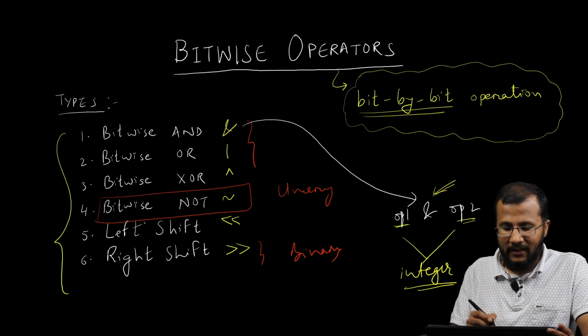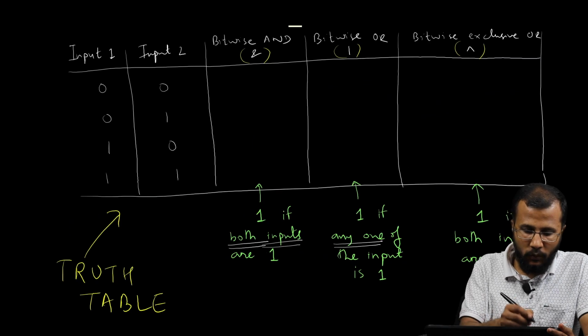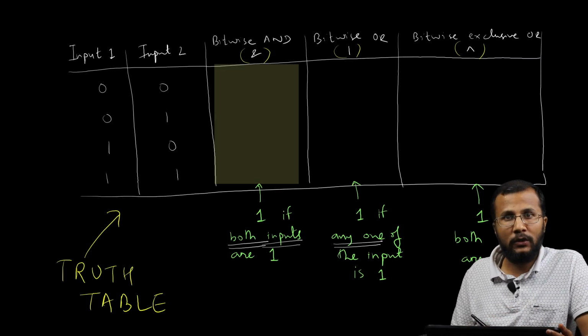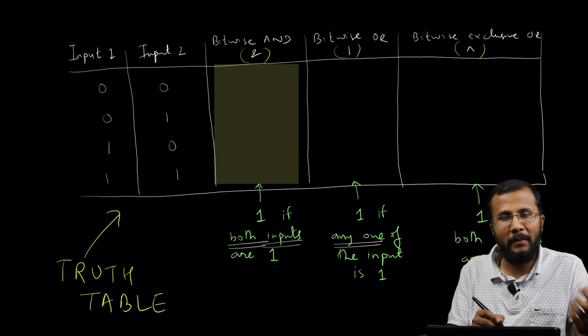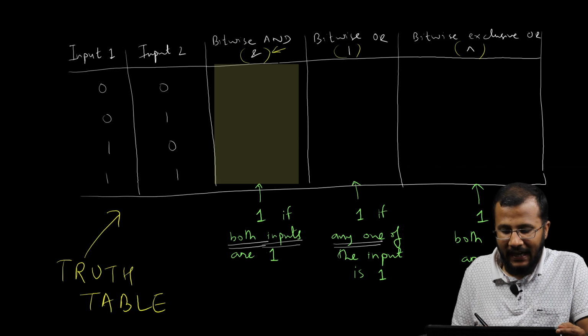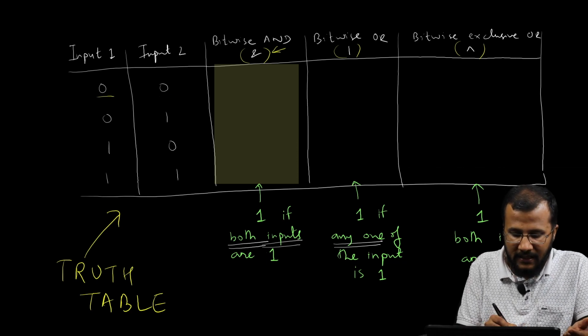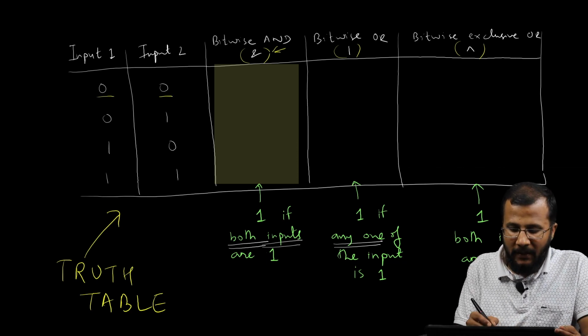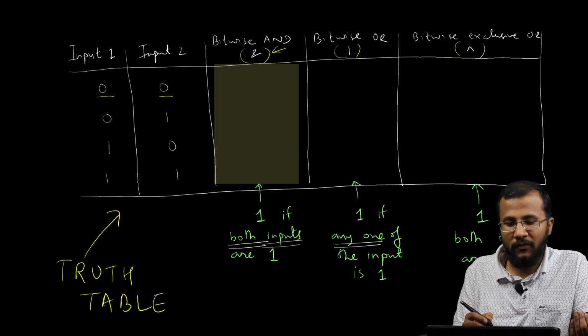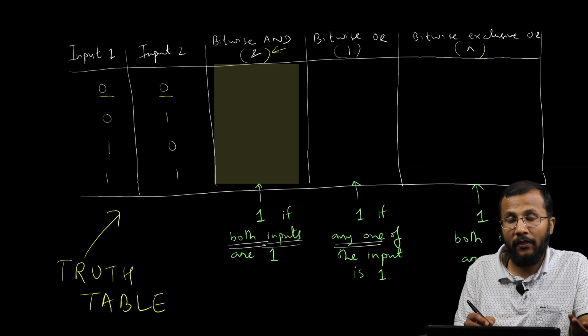Now let's look at these operators in detail, how they work. The first one is bitwise AND. Let's look at the truth table of bitwise AND, because it works at the bit by bit level. The 2 inputs of this binary bitwise AND are given here as input 1 and input 2. Bitwise AND works like your logical AND, but the difference is that the input for bitwise AND is a bit and not a number directly.